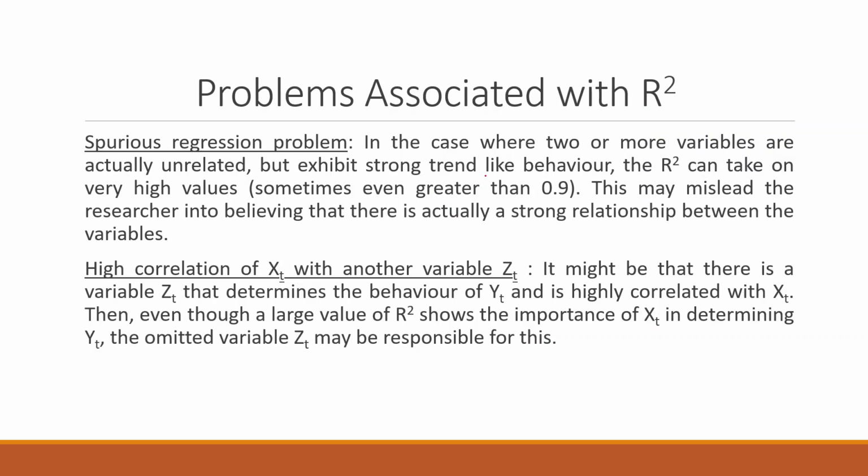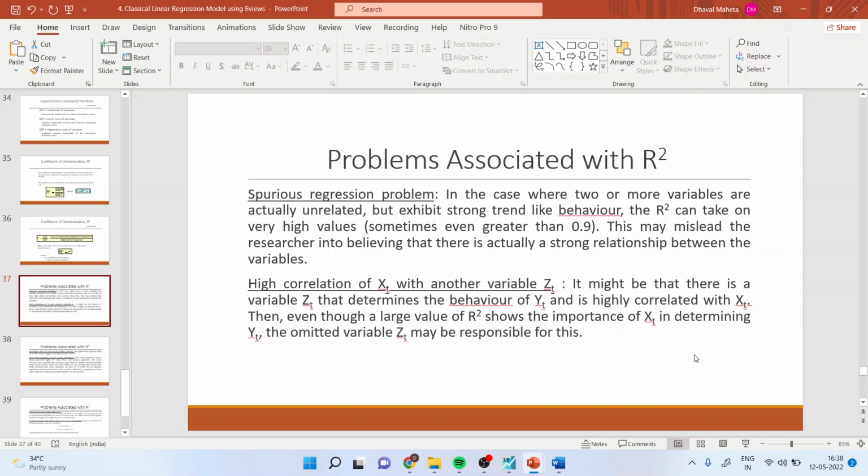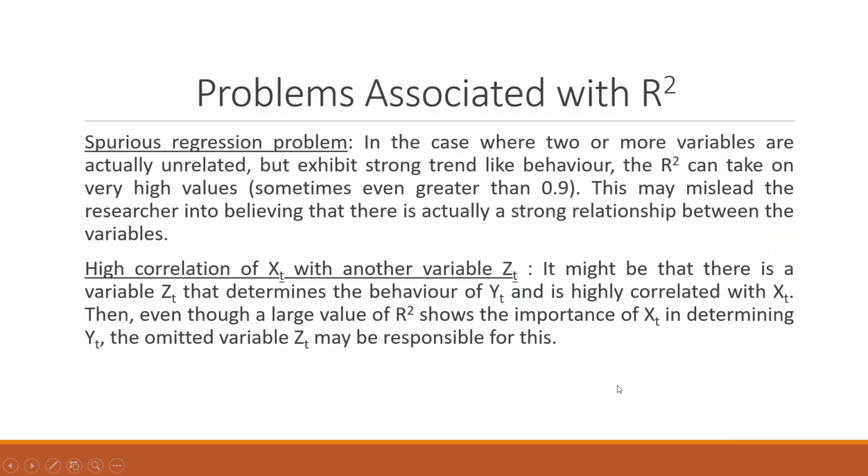Now, there are some problems associated with R square. The spurious regression problem. R square cannot identify whether x is actually able to explain y or not. Now we have taken in our equation two variables which are not actually related with each other. They are unrelated, but they exhibit strong trending behavior. This R square will be misguiding us and it will give a higher value.